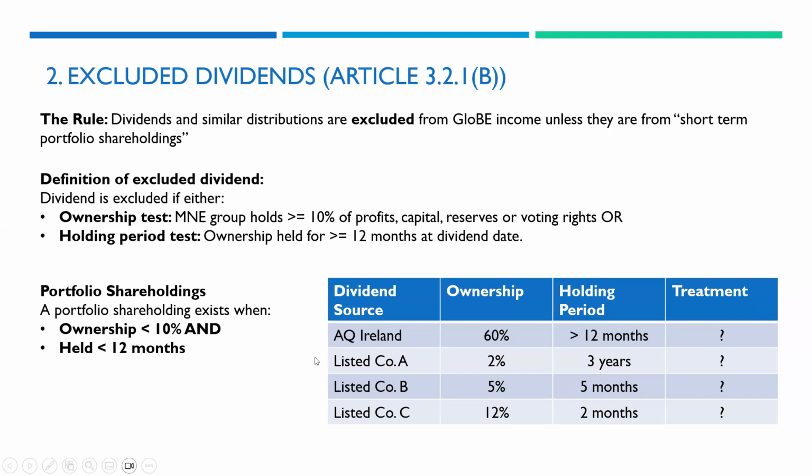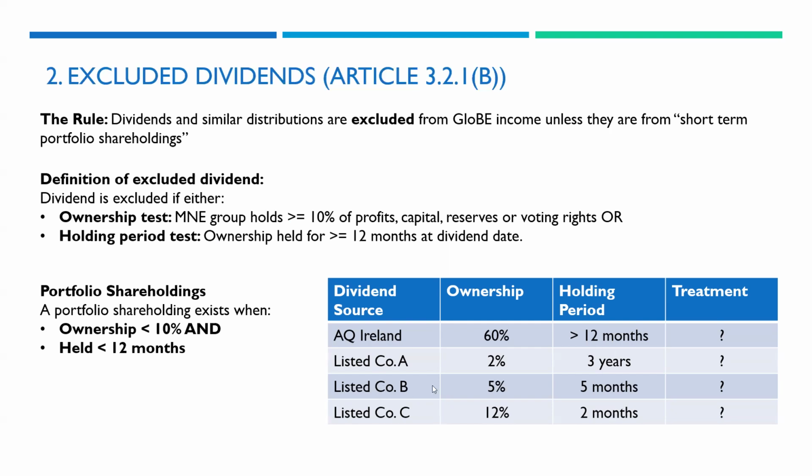Now I have a dividend coming from listed company A. Ownership is only 2% and the holding period is 3 years. Should I exclude this dividend? Yes or no? Okay, Ashik says yes, Sahil says yes, Jasno says yes, because it satisfies this condition.